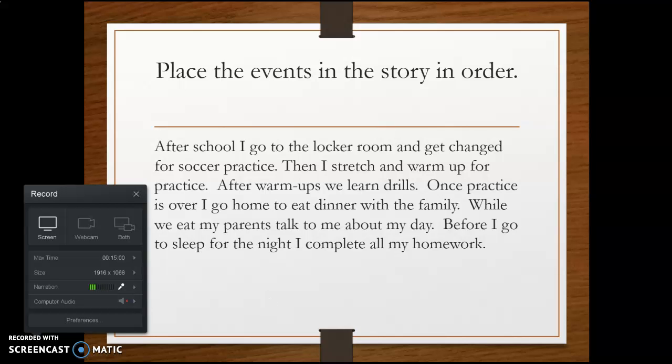Right, your next activity is to read the story and then place the events in order. This will require a little bit of work from you. You'll need to type out the events in order. So I'll read it to you right now.